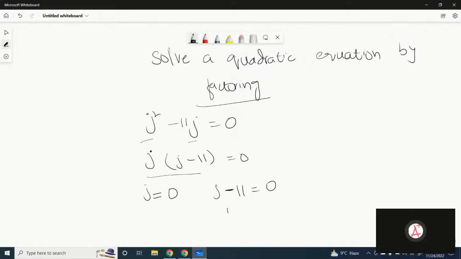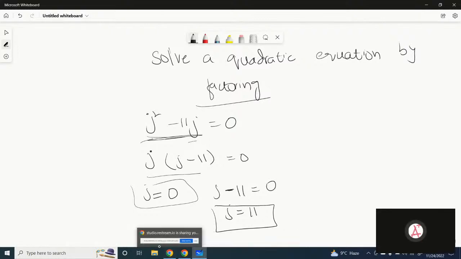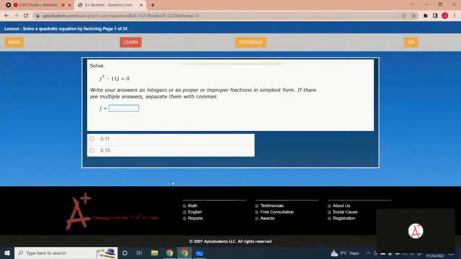j minus 11 equals 0. J equals negative 11. When you shift that negative 11 to the other side, it will be 11. So you have two of the values for j. One of them is 0 and one of them is 11. Got it? This is actually you factored here. You take out common j and it will be j and j minus 11. So you have the two values for j. They are 0 and 11. Just select the correct option and click on the OK button.